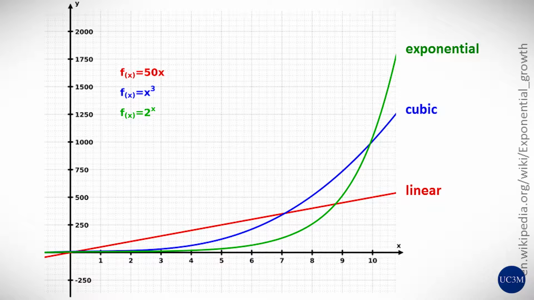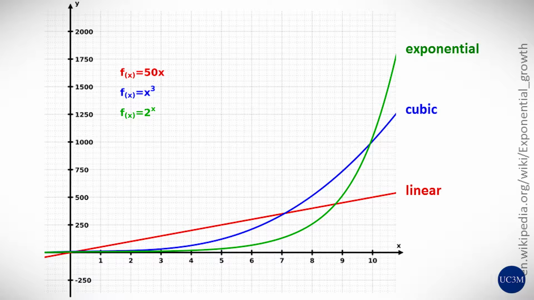Here we see three functions graphically. A linear one, 50x or 50n, in red, a cubic one, x to the power of 3, in blue, and an exponential one, 2 to the power of x, in green. For low x's, the linear function is worse than the other two. But we are interested in the behavior for large x's. This is why we introduced this value n0 before. So we forget about low values in this analysis.